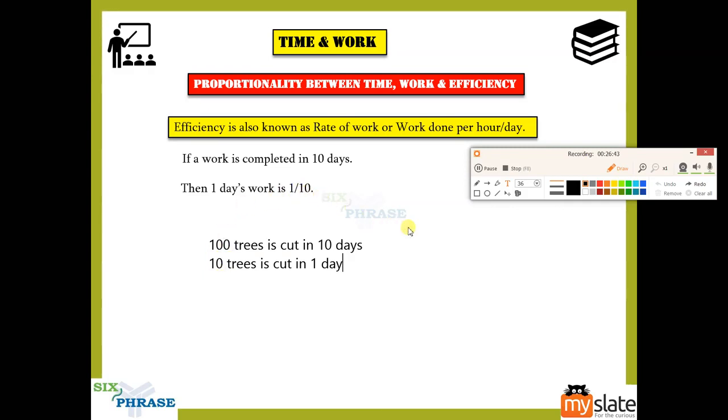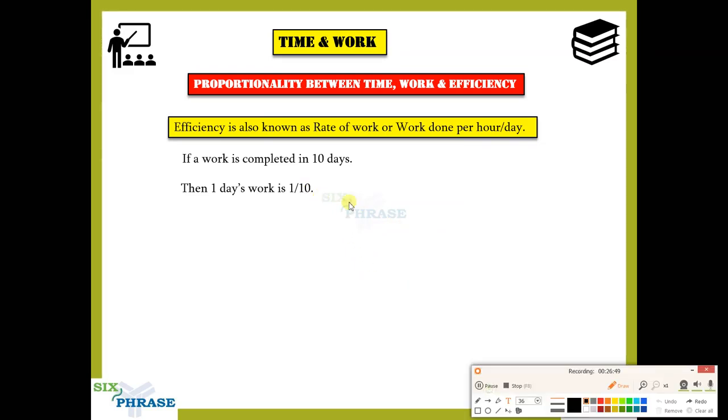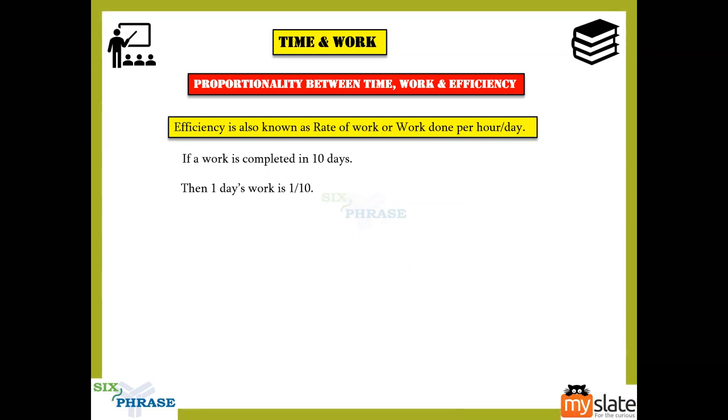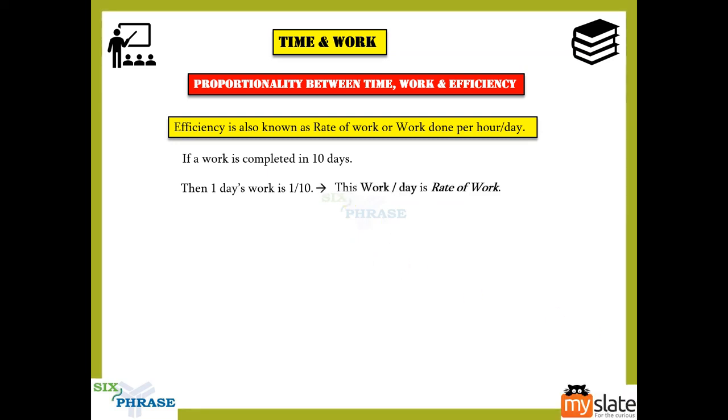Okay. So this is very important. You have to know what all this means, right? So then the work done is 1 by 10. Now, the work per day is the rate of work, or in other words, this 1 by 10, guys, is the rate of work. And what else can we call this by? This 1 by 10, we can call it by efficiency. You can also call this efficiency.